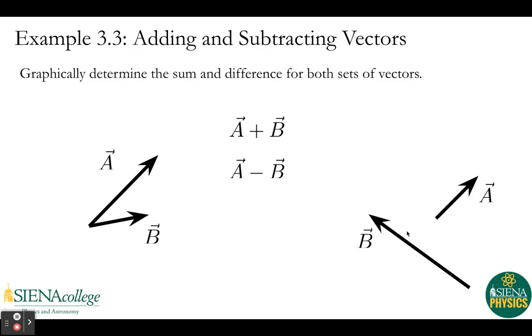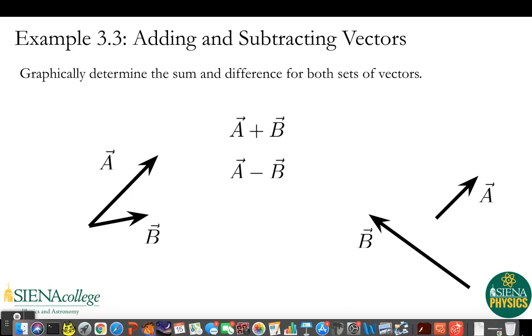Okay, so let's do this problem. We'll just do one of these. Let's say we have, we'll do that first set, where a is up to the right and b is just not quite as high an angle and a little bit shorter. We want to find a plus b and a minus b. Let's see what that would look like.